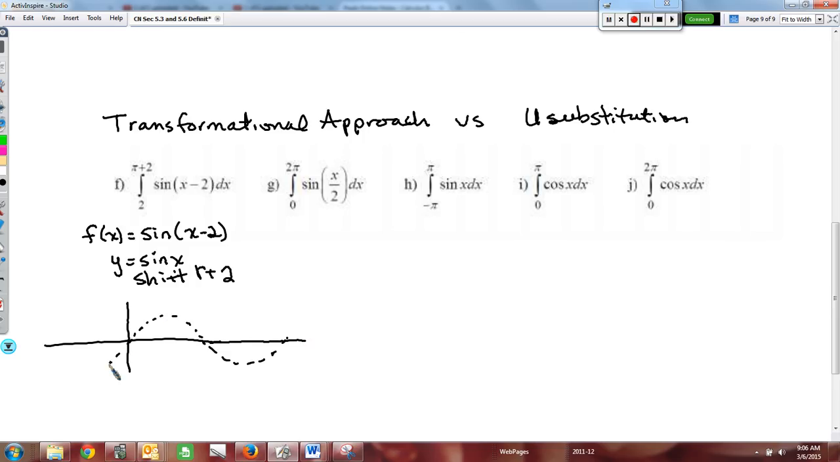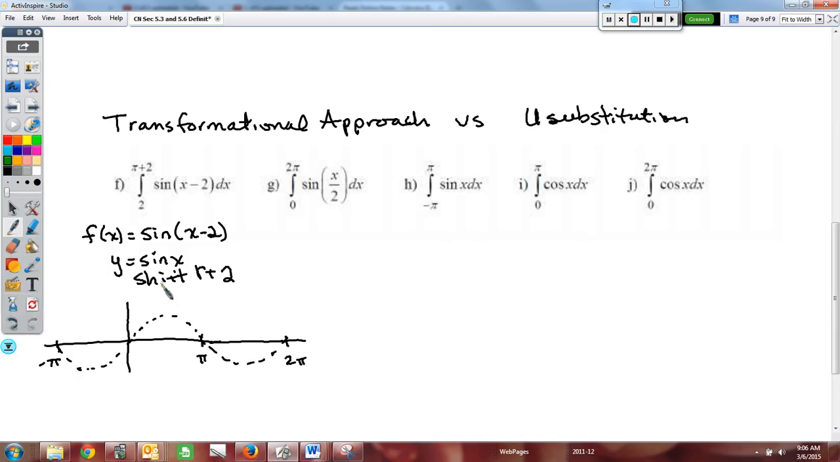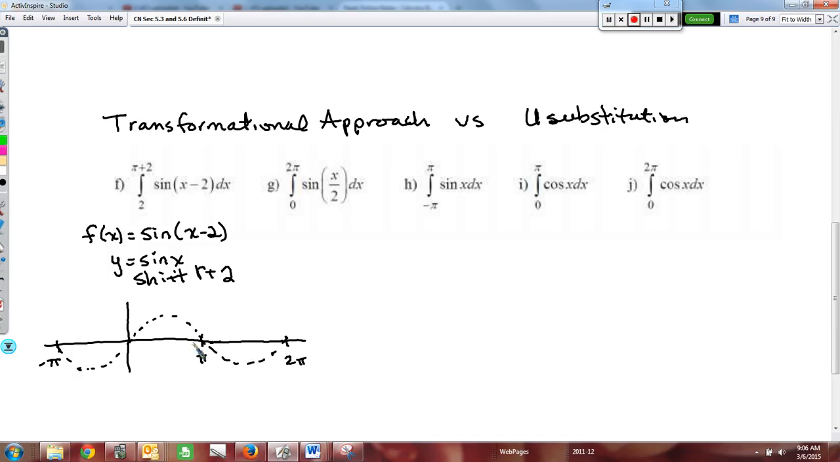And we'll go back. Where this was my negative pi, here was 0, this is pi, and that's 2 pi. What I'm doing to this graph is shifting it to the right 2. Okay, pi is about 3.14, so shifting it right 2 might shift it to here. So every point, this will now be pi plus 2. This would be 2 pi plus 2. And going back this way, this would now be negative pi plus 2. So the actual function that I'm looking at is this green one.